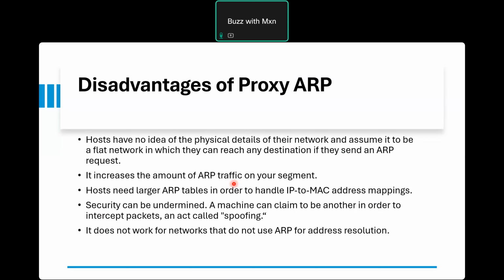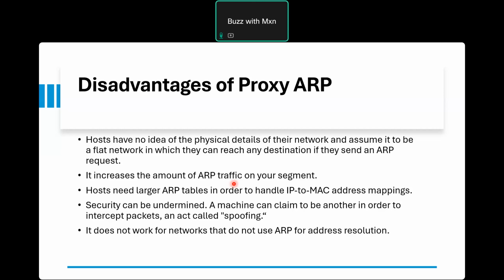Hosts need larger ARP tables in order to handle IP to MAC address mappings. So every host sending the ARP request and mapping IP to the MAC address table will increase the table length, which is quite hazardous. Security can be undermined. A machine can claim to be another in order to intercept the packets, an act called spoofing. So it is a security threat as well. That's why it is disabled in the first place.